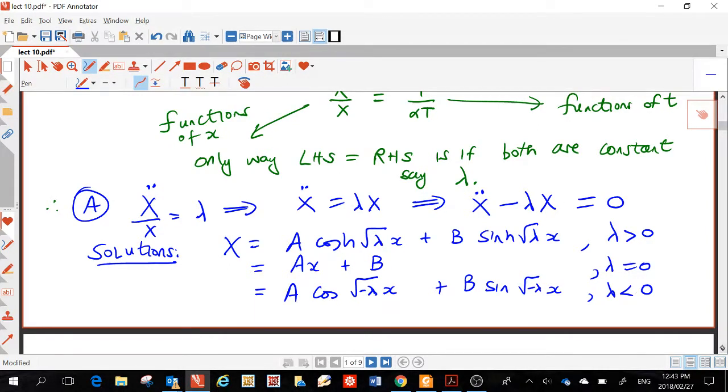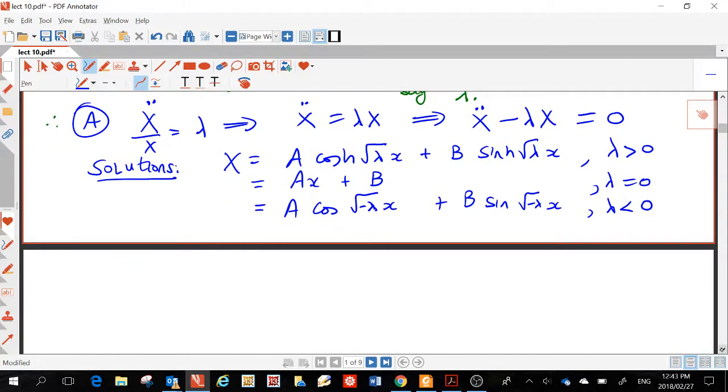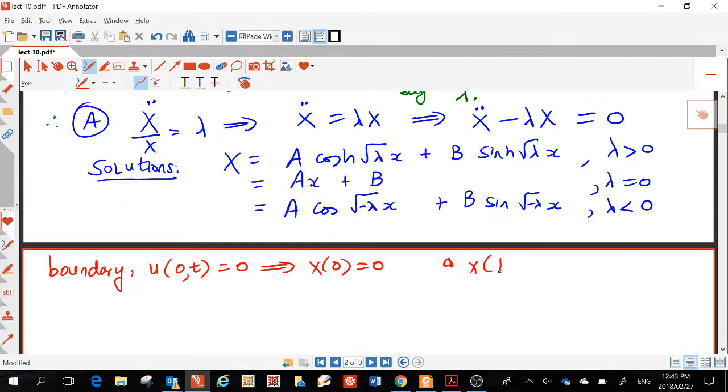Now, just recap the boundary conditions. The boundary conditions, if you remember, said u of naught t equals naught. So this will mean that x of naught equals naught. And of course, the other one was x of L equals naught. U of L t is naught. So x of L, because the t part is independent. So let's now hit this solution with these boundary conditions. Let's see what happens.